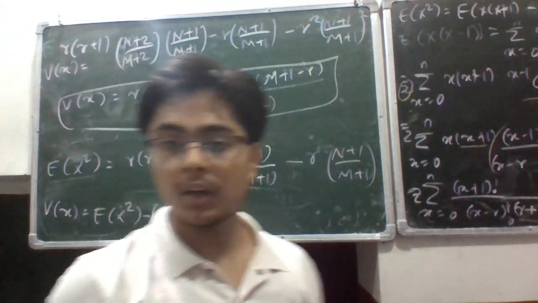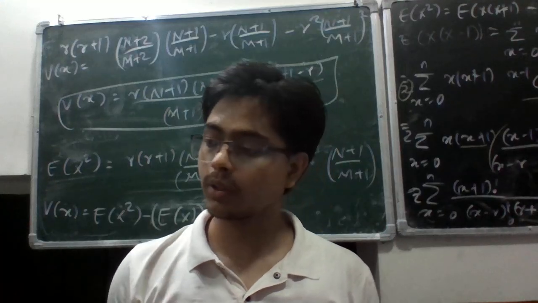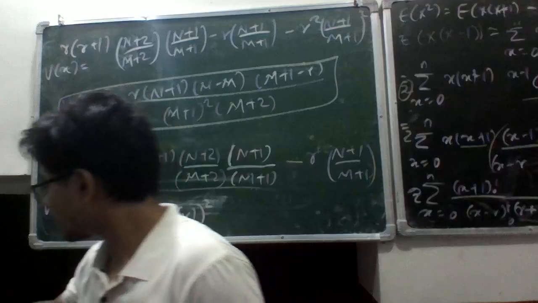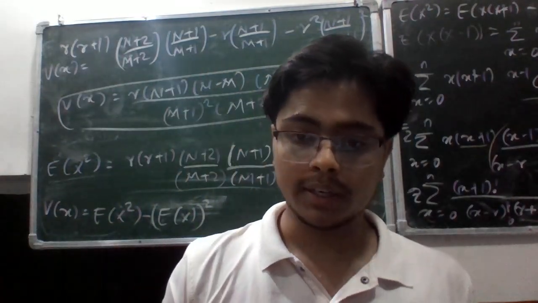So this is it about the negative binomial distribution, negative hypergeometric distribution. We will do continuous distributions next week. Okay.